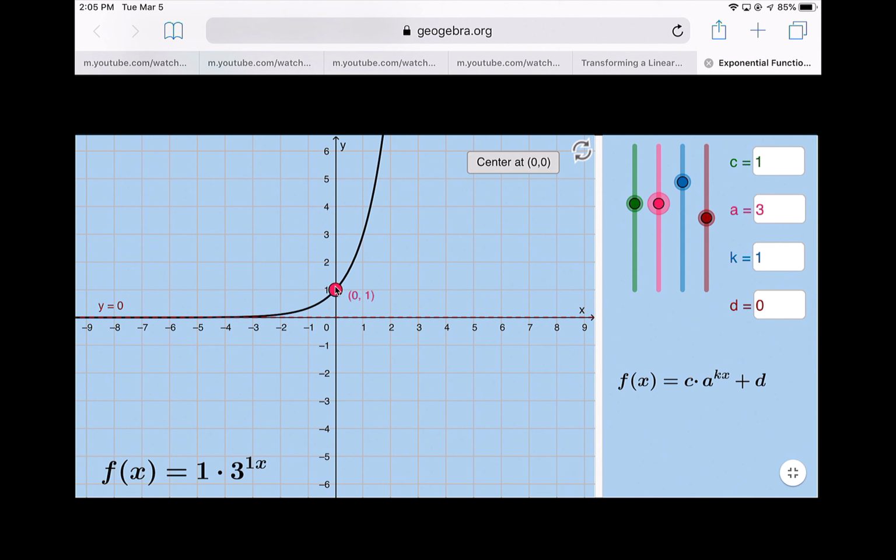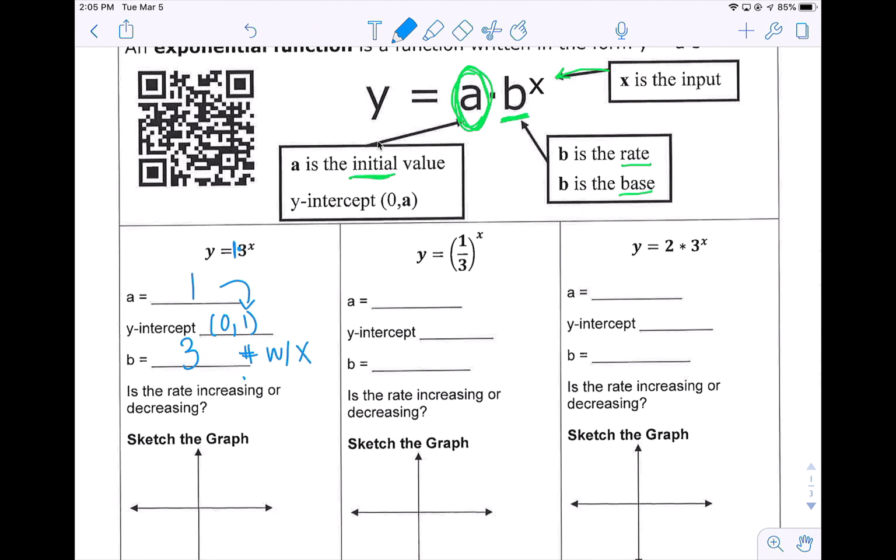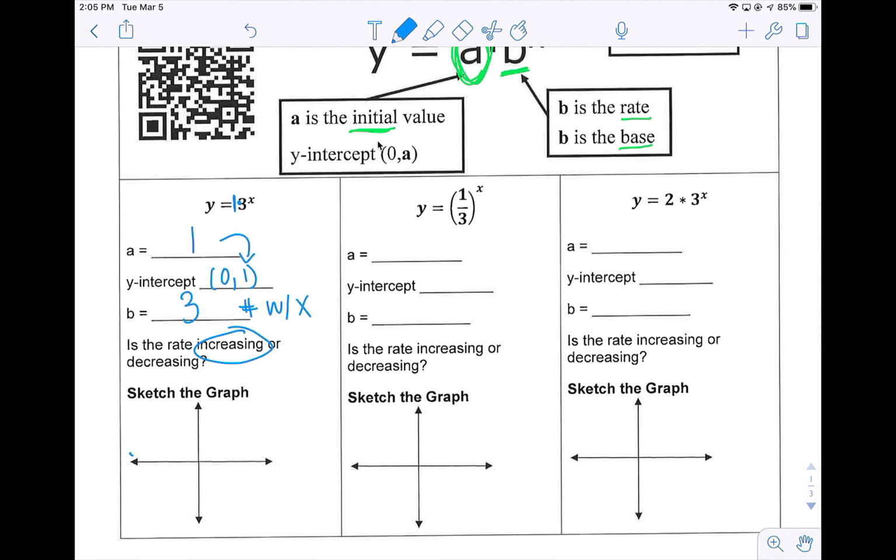But my y-intercept is at that 0, 1 because that's my starting. And then this graph is increasing. It's going up. And it goes up like so. Okay. So the next one, 1/3 to the x. Remember, we have a sneaky invisible a value of 1. My b is the number that's attached to x, so 1/3.